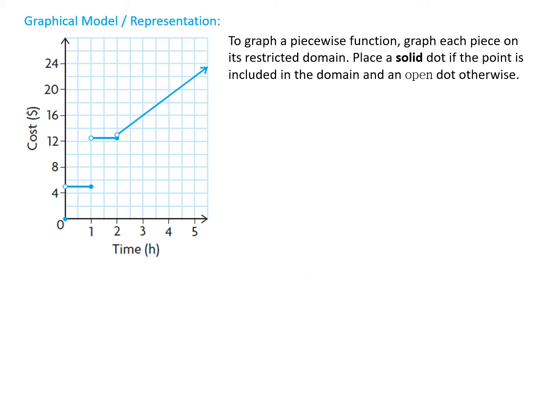So here's the graph again. To graph a piecewise function, we graph each piece on a restricted domain. A solid dot if the point's included, an open dot otherwise. So that's just a recap of our last slide.